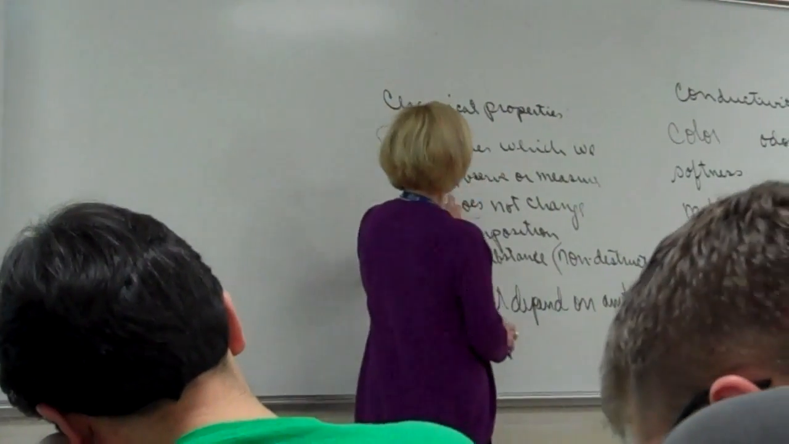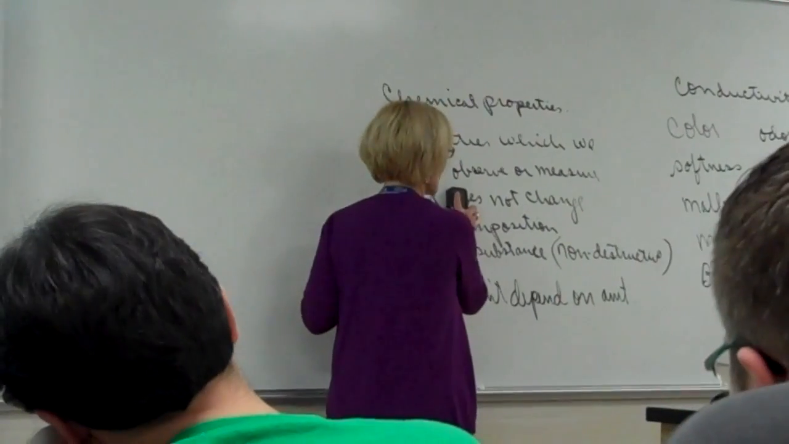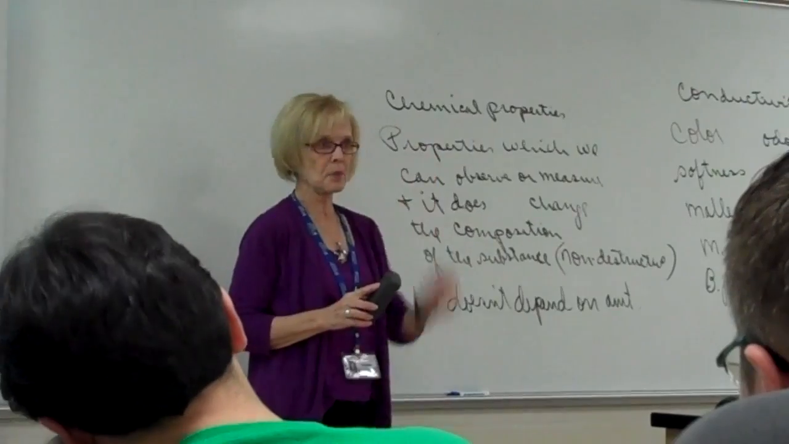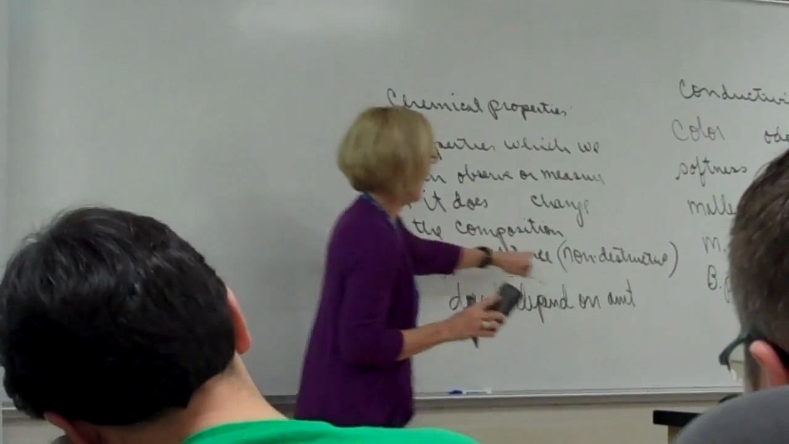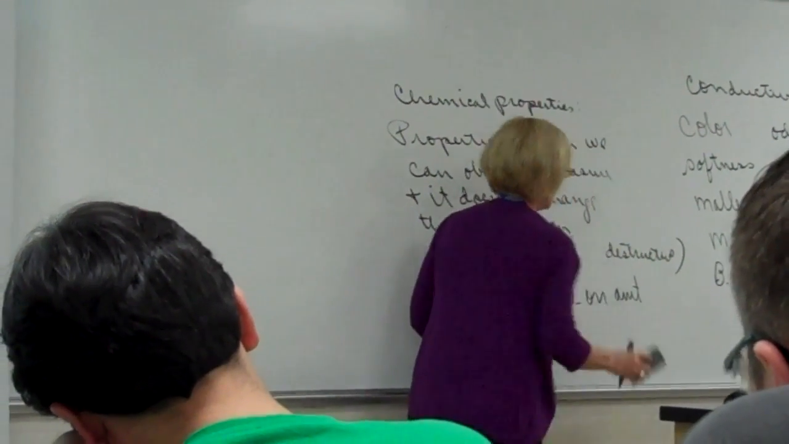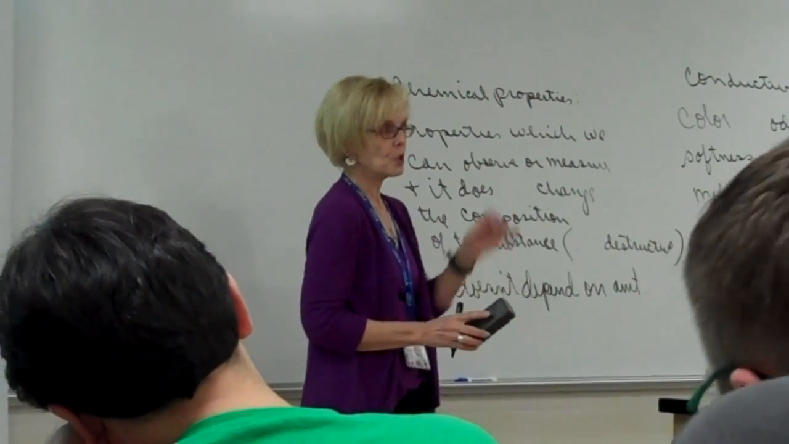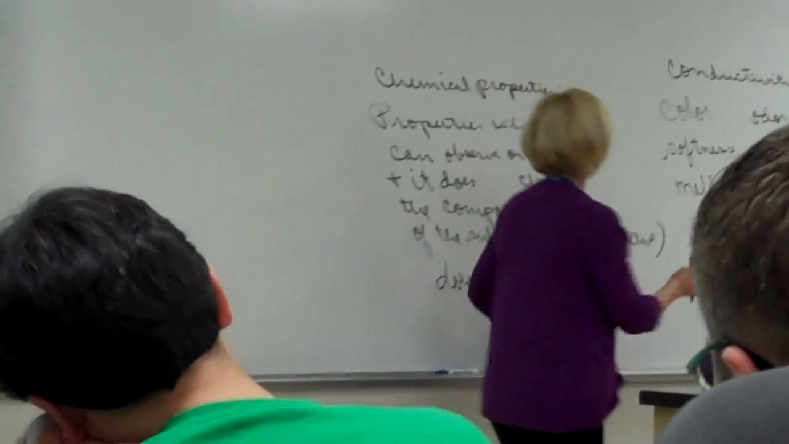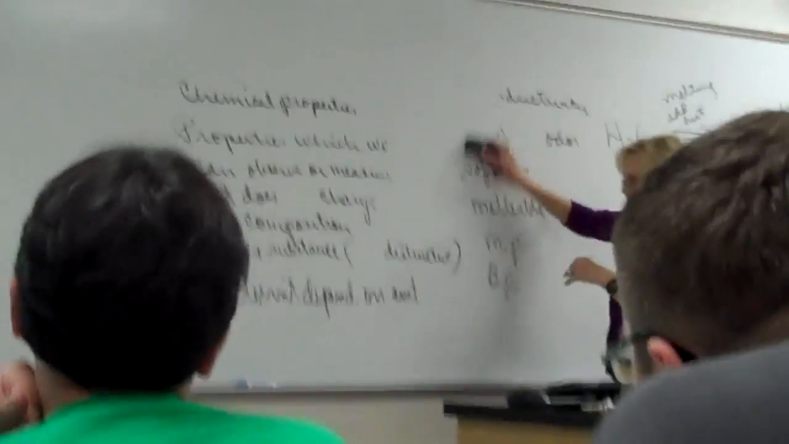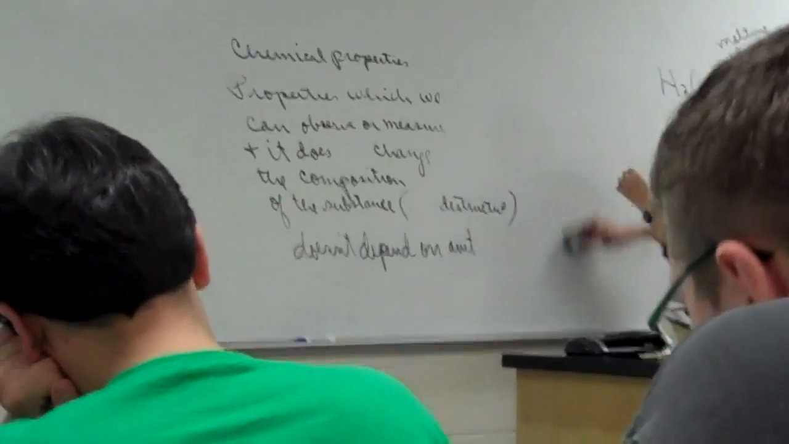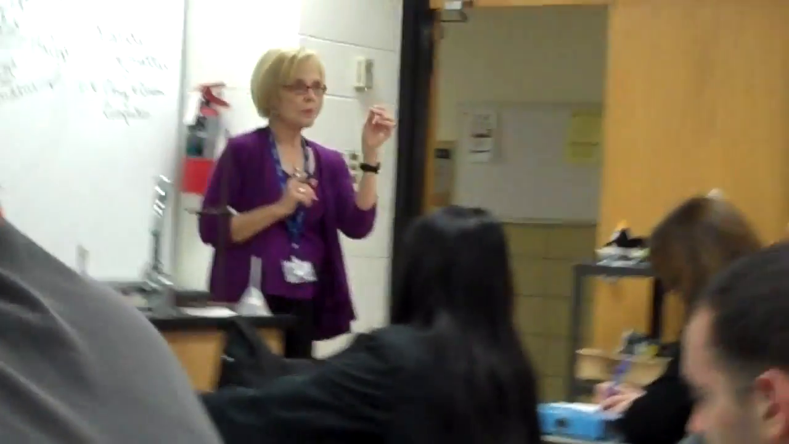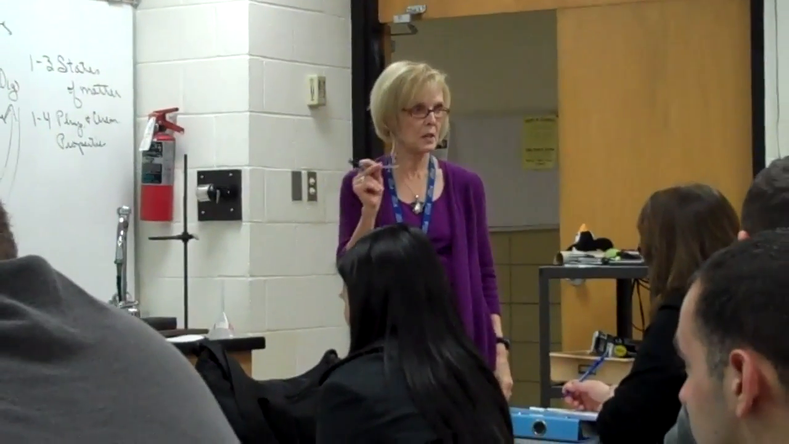These are properties which we can observe or measure, and it does change the composition. Okay, so that means it is destructive. We've turned it into something else. And it still doesn't depend on amount. So all of these things were examples of physical. Now let's think chemical here. When you do something chemical or you see a chemical property, it's drastic. You don't have your stuff anymore.